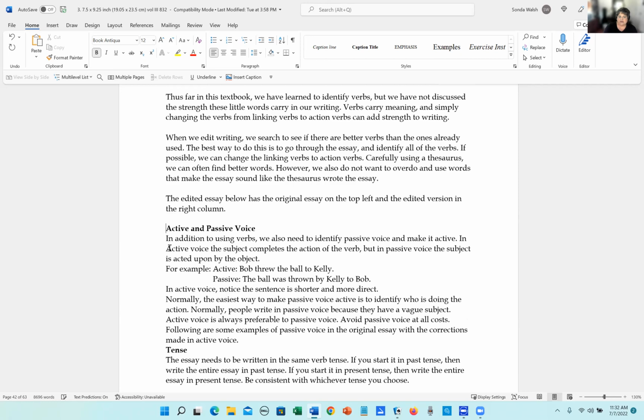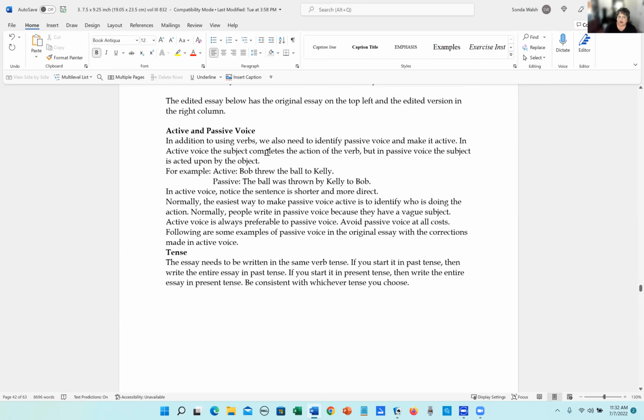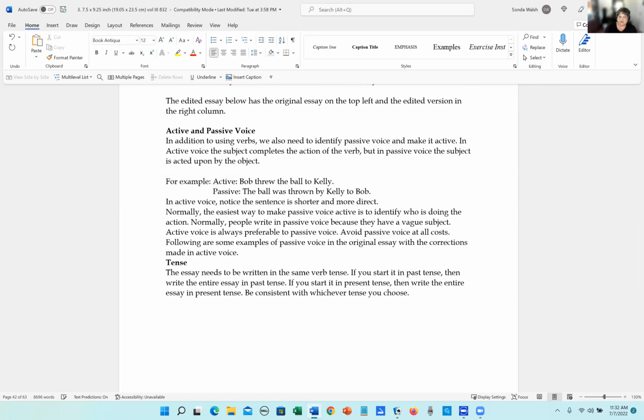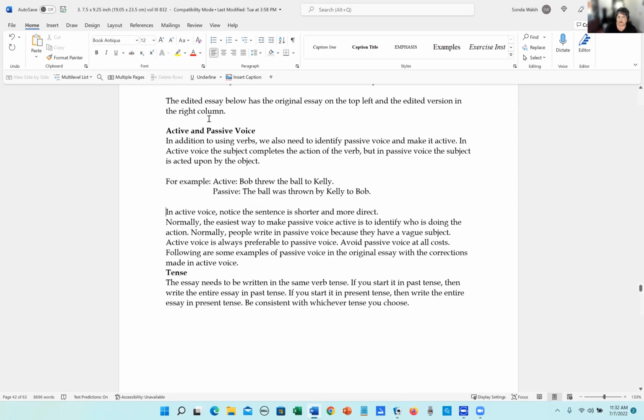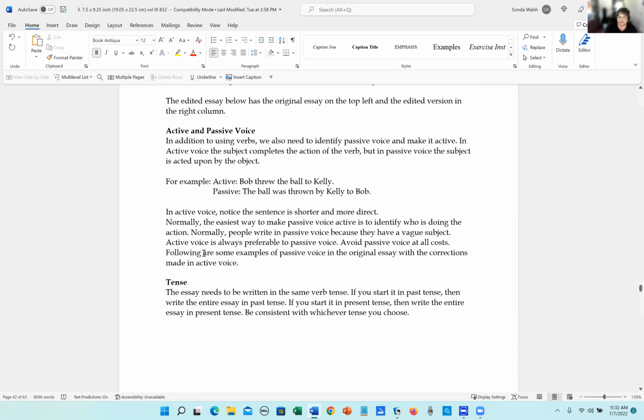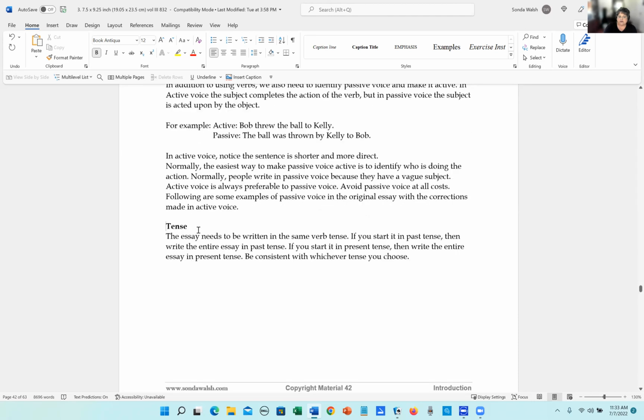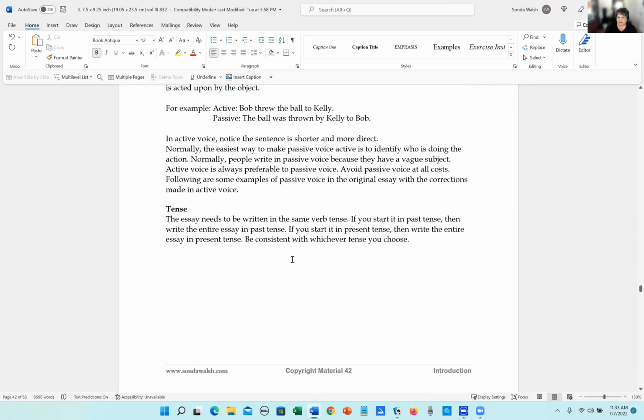Also, it is imperative that you do not write in passive voice. We did a section on passive voice in the last textbook. Whenever you submit your essays, if I were your professor or your teacher, I would make you redo the passive voice because it's vague and there's a much better way to write. So we're going to work on active and passive voice throughout the essay, and then also verb tense. It needs to be written in the same verb tense.